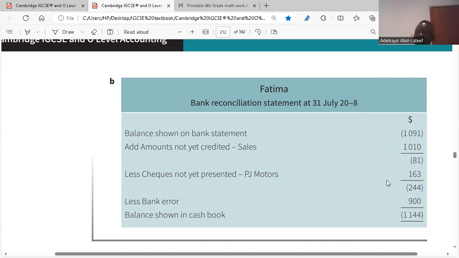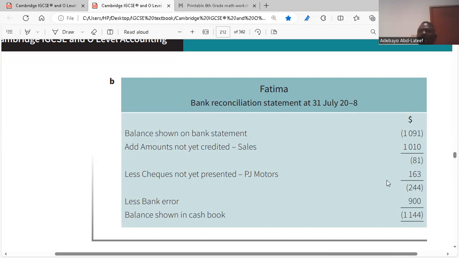Yes or no? Yes. Which is a debit balance because it's an overdraft. Now, amount not yet credited. I remember I told you, when you are preparing your bank reconciliation statement, you had amount not credited and you had unpresented check. You had amount not credited, you less unpresented check from your bank statement.